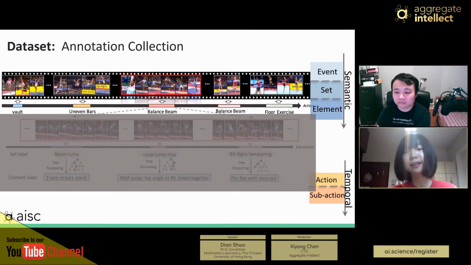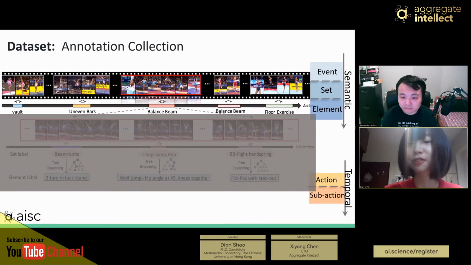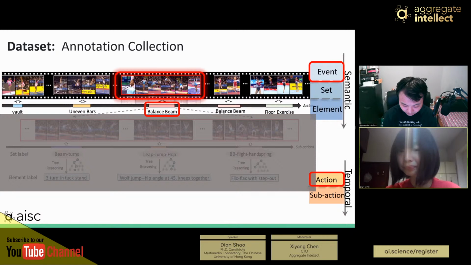Specifically, annotators are first asked to accurately locate the start and end time of each complete gymnastics routine in a video record, and then select the correct event label for it. Here, events at the coarsest level of the hierarchy refer to actions belonging to different gymnastic routines, such as vault, uneven bars, balance beam, and floor exercise.